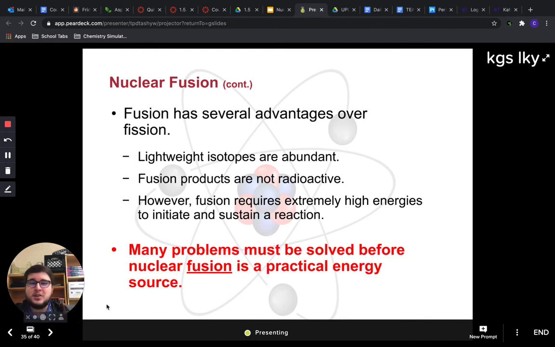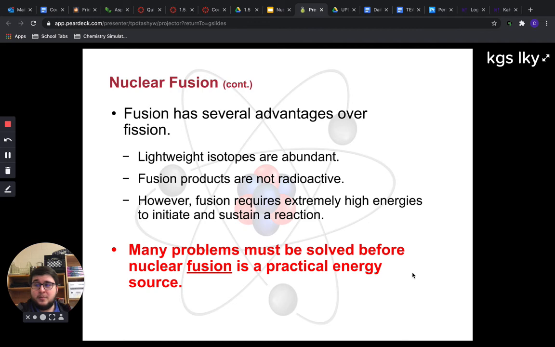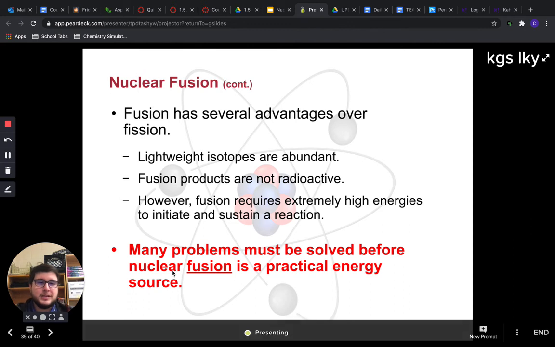Okay, so we've got to solve a lot of problems in chemistry before nuclear fusion is a practical source of energy. In a perfect world, fusion would be great. You know, it's cleaner. We've got the materials for it. The only problem is it takes so much energy that we can't sustain nuclear fusion here on Earth. So there's a lot of work to be done in the field of chemistry for nuclear fusion. So if this is something that interests you, pursue nuclear physics or nuclear chemistry a lot further whenever you graduate.